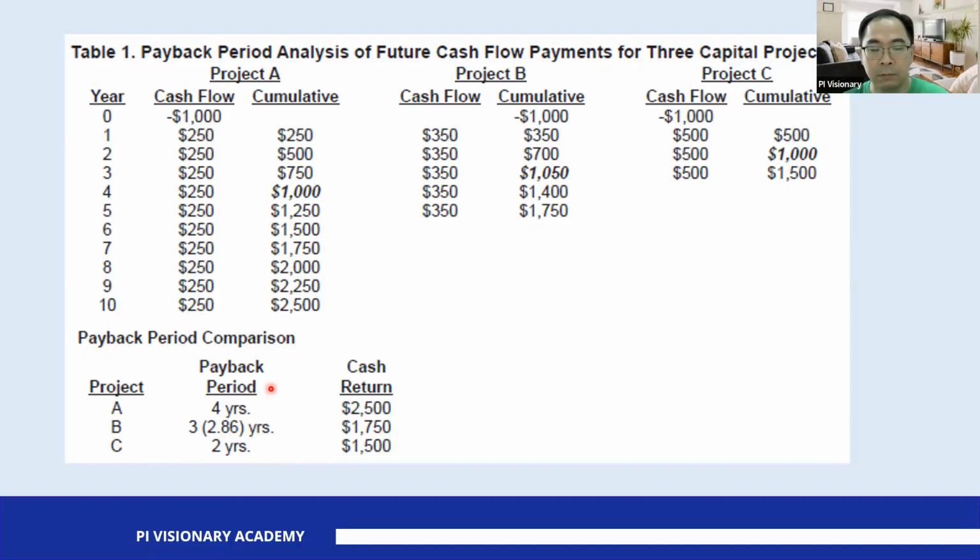I think the shortest one, C, yeah. The shortest one, or the faster, the better. Because all the investment is 1,000, 1,000, 1,000, the shorter, the better. We can, or the faster, the better.